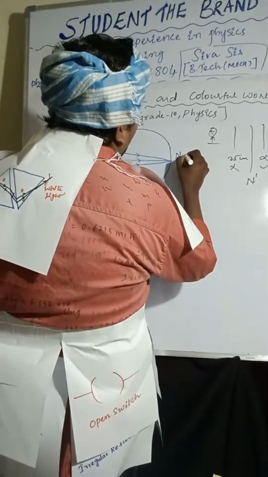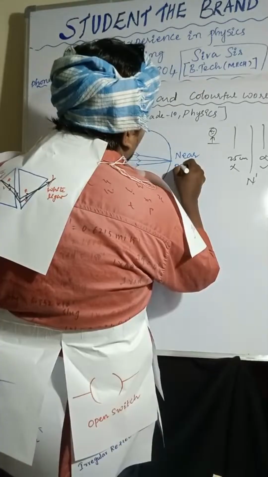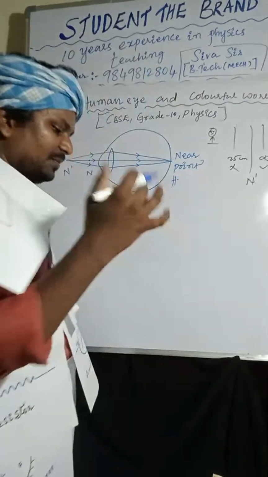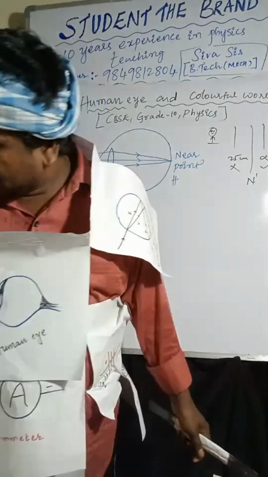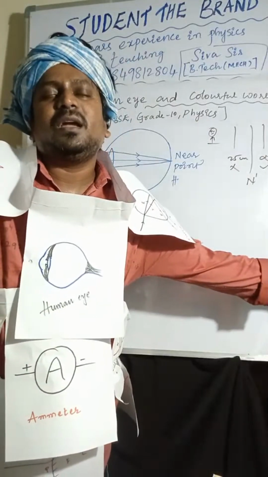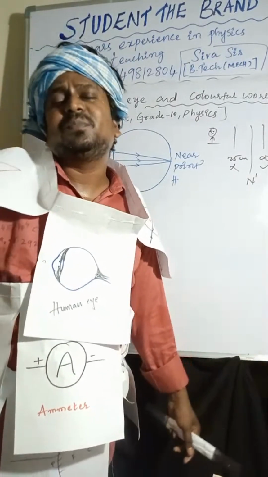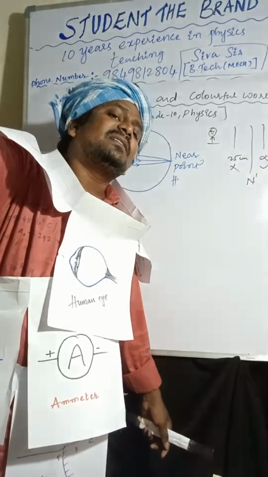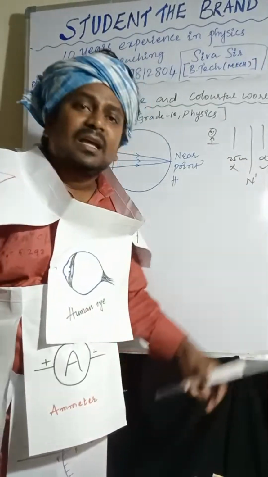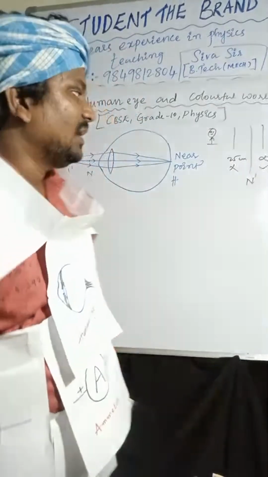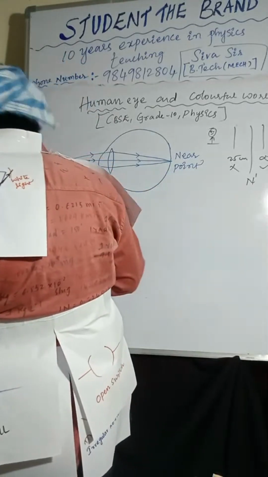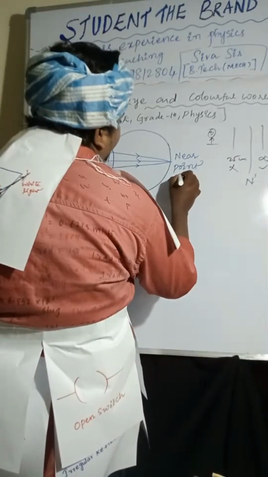Near point of the hypermetropic eye. Far distance we can see. Near distance we can see. Hypermetropia, near point of hypermetropic eye.